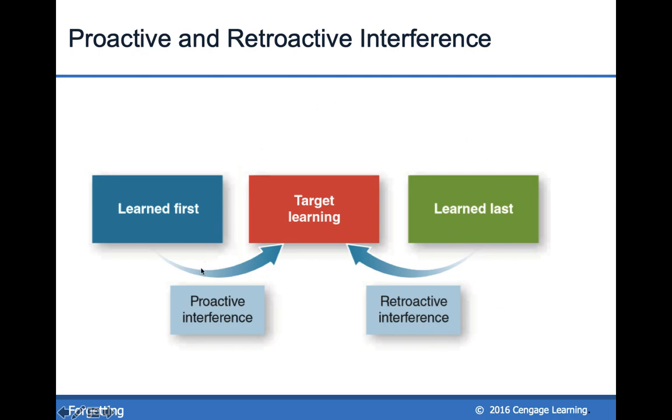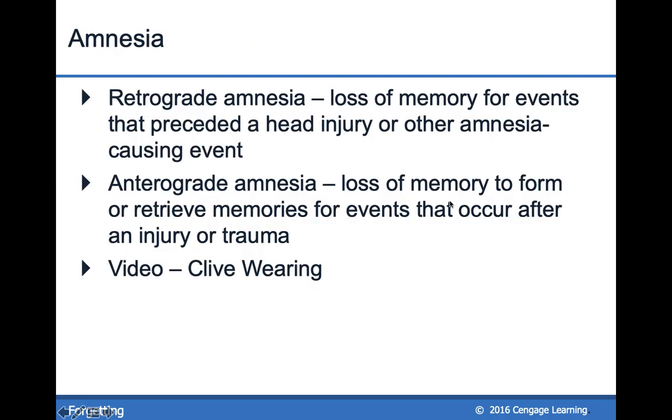And I give this slide here, this proactive and retroactive interference, because when we talk about amnesia, which is next, these terms are very similar. So when we talk about amnesia, we can have what's called retrograde amnesia. This is a loss of memory for events that preceded a head injury or other amnesia-causing events. So this is a person who, you've probably seen this on TV, they fall off a horse or they hit their head, they're in a car accident, and they wake up and they can't remember who they are, they don't know their spouses, their parents, and they're completely lost. They don't remember how they got there.